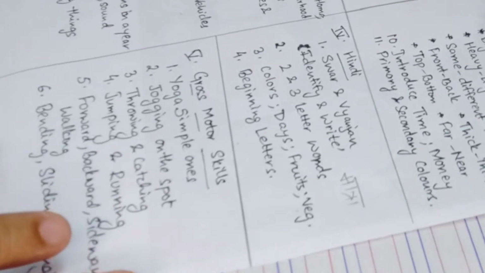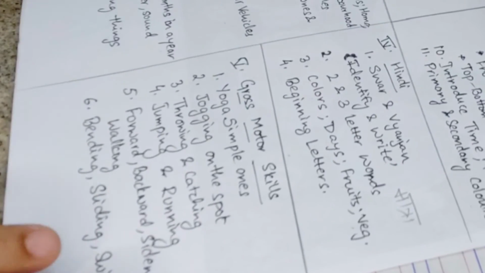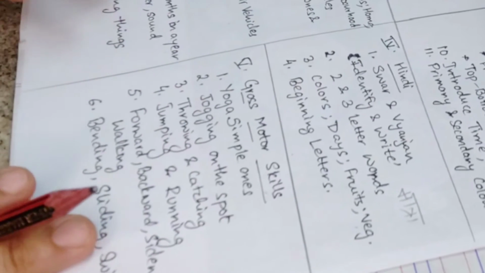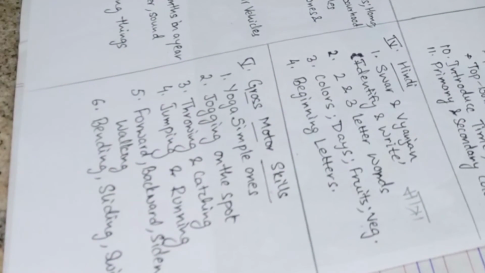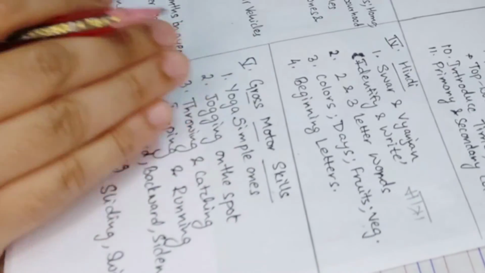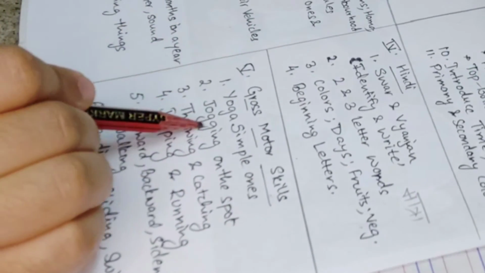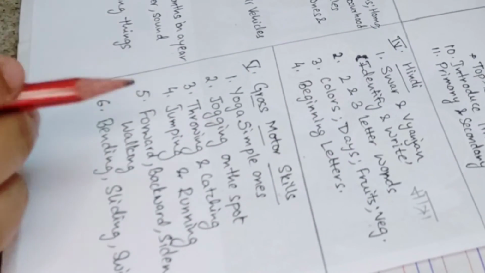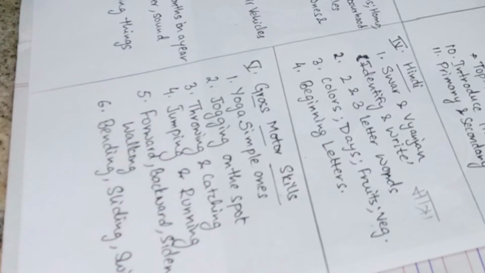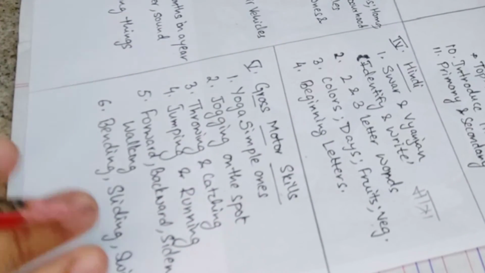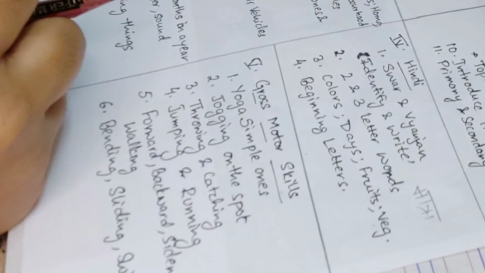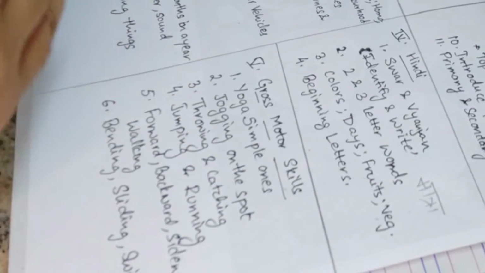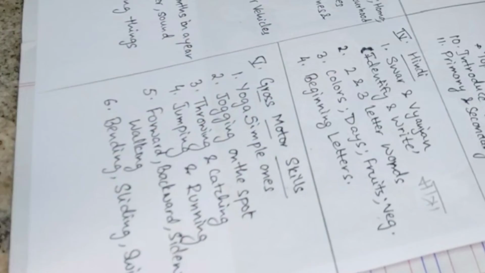Let's move on. Now we come towards the end of our UKG syllabus and we will finish up with our gross motor skills. So gross motor skills, now the simple yogas or the animal yogas you introduce to your kids, which is very important. Second thing is jogging on the spot. Third is throwing and catching of balls or any object. Jumping and running in a proper way, in a proper direction. See how they are having control of their body, how they are walking, how they are following whatever instructions you are giving.